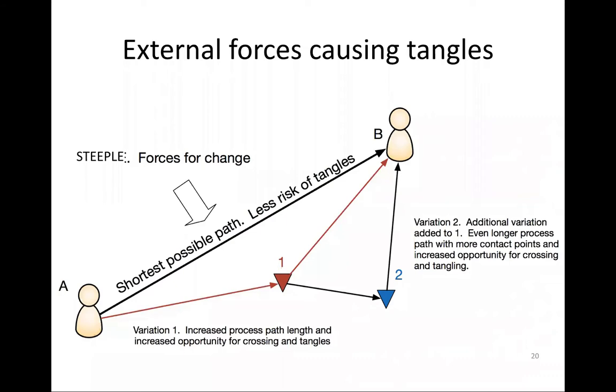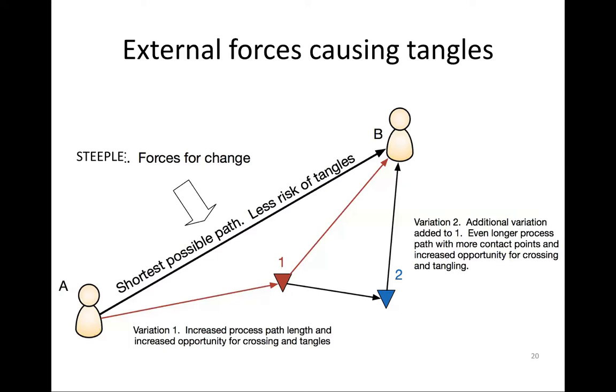And I've sometimes found that companies don't measure the performance of their core business processes and then commit to selling things that they sometimes have to deliver at a loss. More variation increases the risk of tangles. The shortest path with the minimum number of steps and touch points has the fewest chances of tangles.